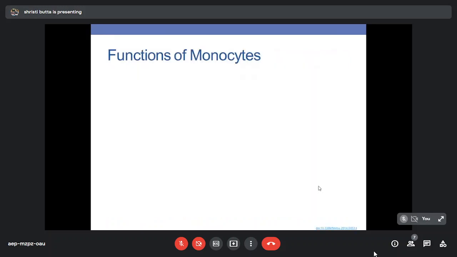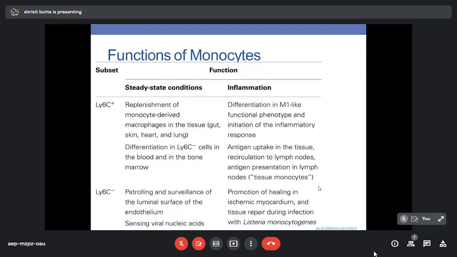Now moving on to the function of monocytes. We have two subsets, as we've already discussed. We have the LY6C positive or the inflammatory subset, which is responsible, under steady state conditions or homeostasis, for the replenishment of the monocyte-derived macrophages in the tissues. On the other hand, we also have the LY6C negative subset, which is responsible for the patrolling effect and surveillance of the luminal surface of the endothelium. It also senses viral nucleic acids. Okay, that is also important.